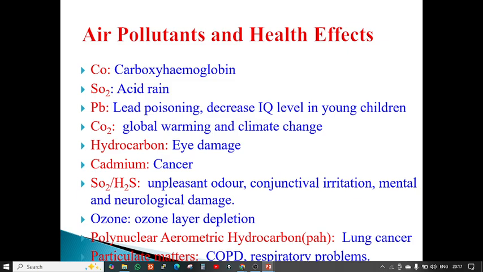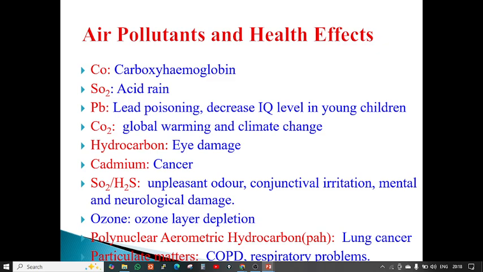which causes health effects. Then polynuclear aromatic hydrocarbons, that is PAHs, like benzene, toluene, naphthalene. These aromatic compounds are produced mostly from natural gas and petroleum products, and they also release to the atmosphere and cause mostly cancers like lung cancer.